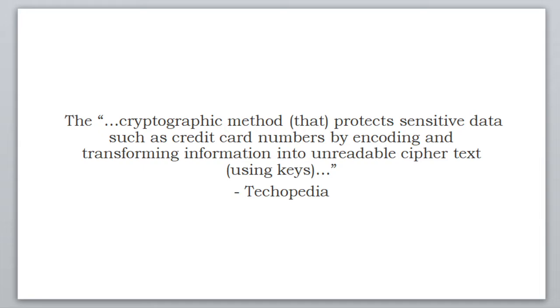But in the meantime, what really is encryption? Well, the dictionary definition that comes up states that data encryption is a cryptographic method that protects sensitive data, such as credit card numbers, by encoding and transforming information into unreadable ciphertext using keys. While this idea of keys and encrypting might seem very daunting at first, it's in essence simply changing a message into a special encoded message that only the sender and receiver can understand, but no one else.